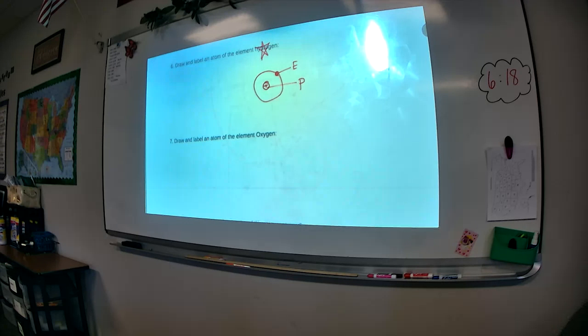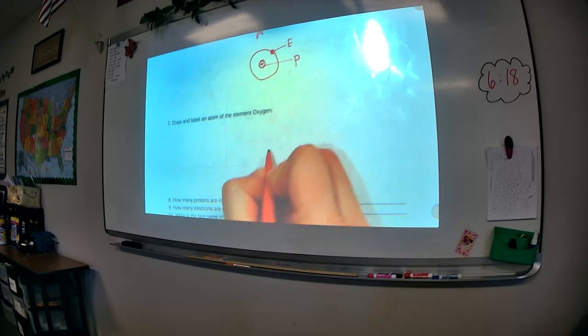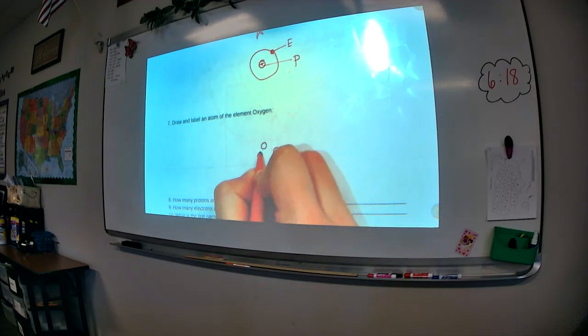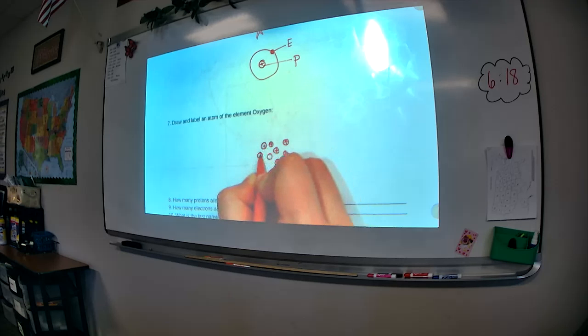Okay, hold on, guys. Last one for drawing and labeling. Draw and label an atom of the element oxygen. So you would need to go to your chart, figure out the atomic number for oxygen. Anyone know what it is? Connor? 8. The symbol is O back there on the chart, so the number is 8. So there are 8 protons. 1, 2, 3, 4, 5, 6, 7, 8. Plus, plus, plus, plus, plus, plus, plus, plus.